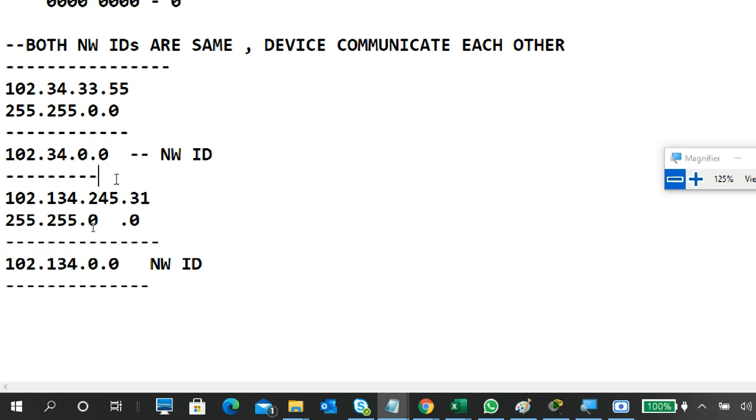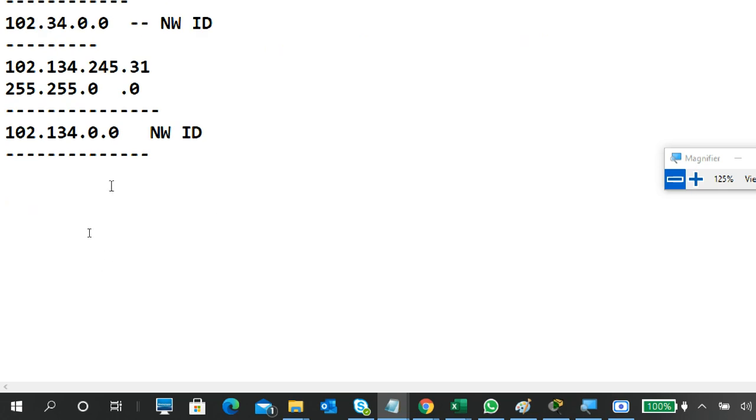Now these two PCs won't communicate with each other. Both are in different networks. Earlier both could communicate with each other; now they can't. Why? Their network ID is different. How is it different? I changed my subnet mask. If I change the subnet mask, the network ID is changed automatically. The network is different now, so they can't communicate. This technique we use in subnetting.